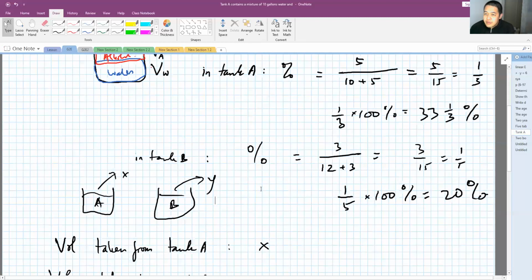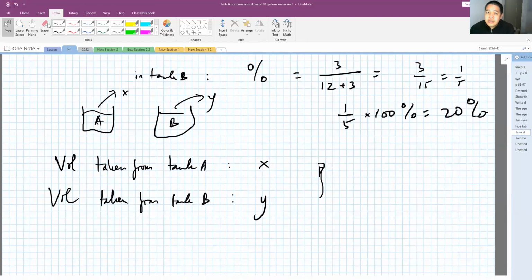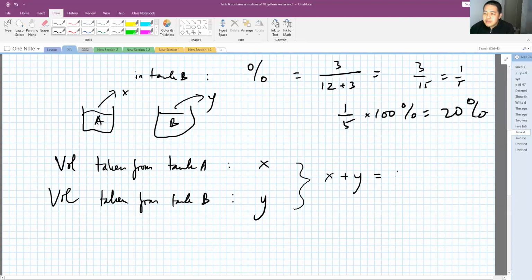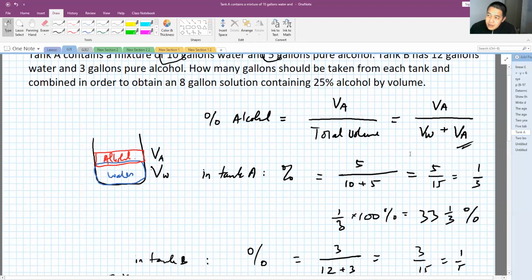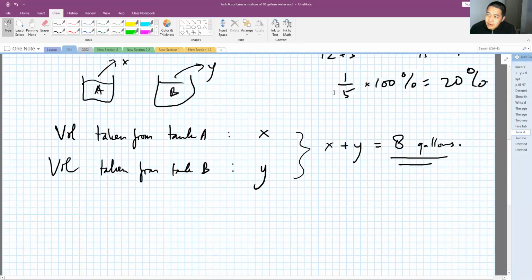Now, remember from these two, we want to make an 8-gallon solution. That means from this X and Y, we could have the first equation. Basically, X plus Y from these two tanks, A and B, has to be equal to 8 gallons, right? Okay. Now, remember, in this 8 gallons, we want to have 20% of alcohol. The question is, what is the volume of the alcohol in this 8-gallon solution? That's what we want to know.